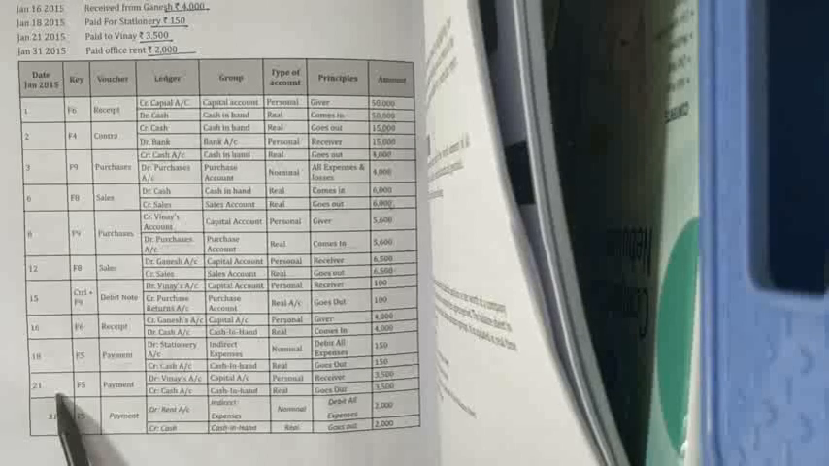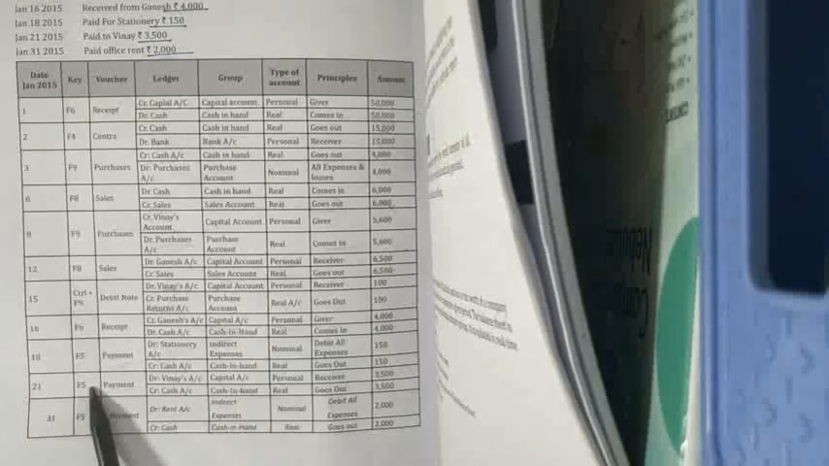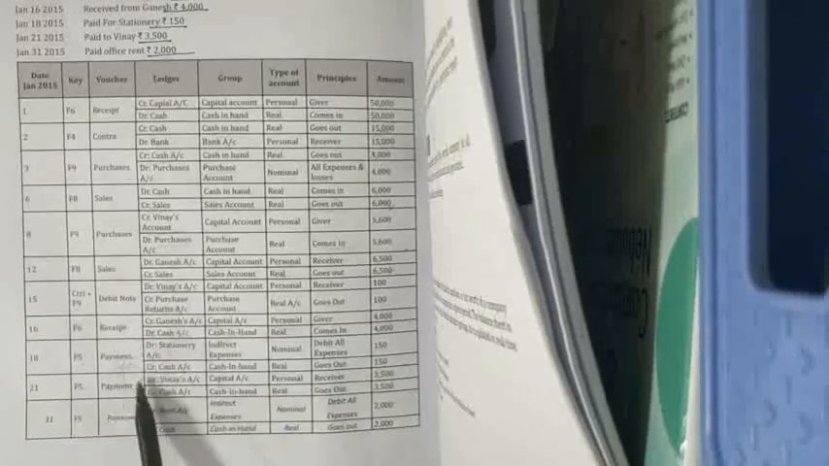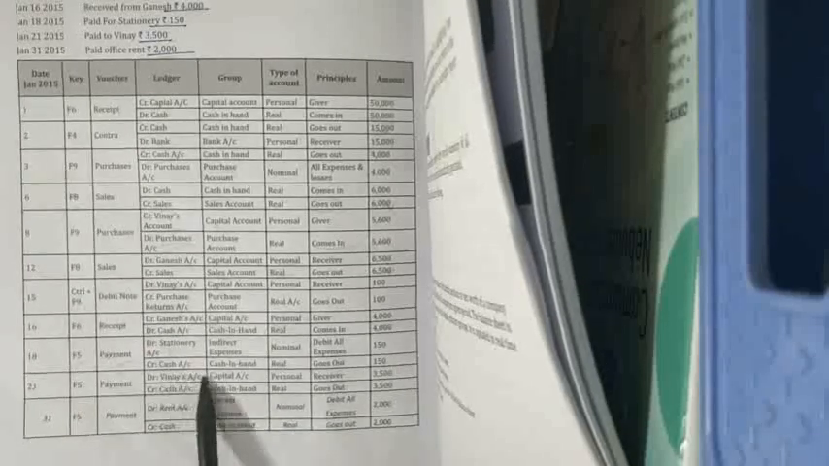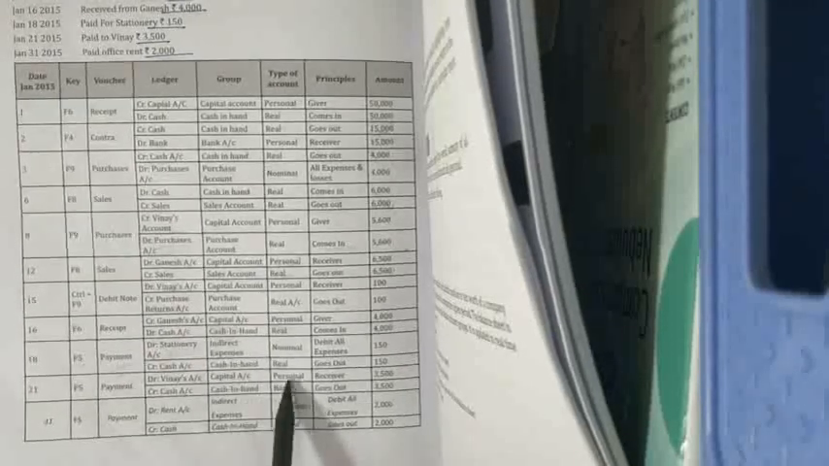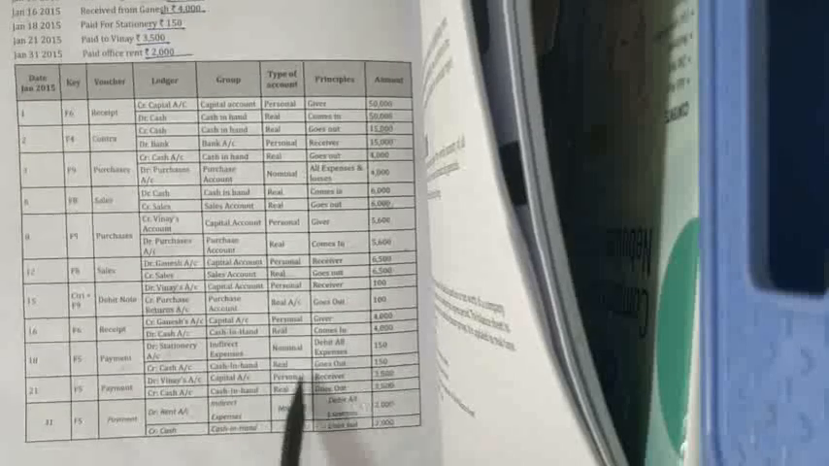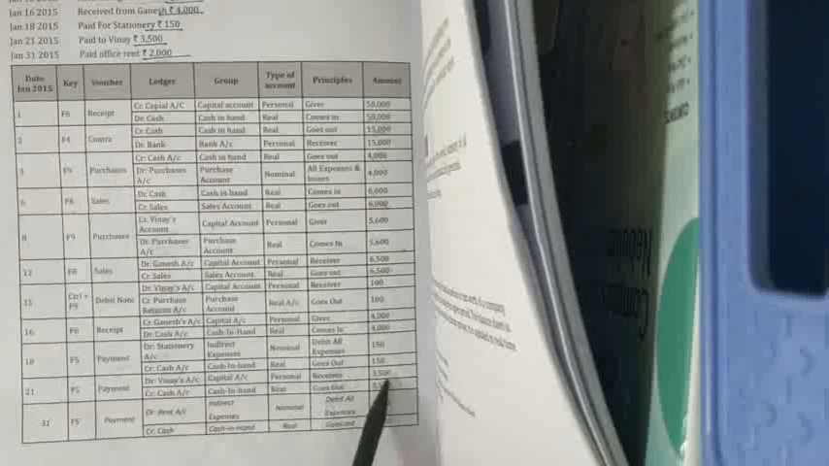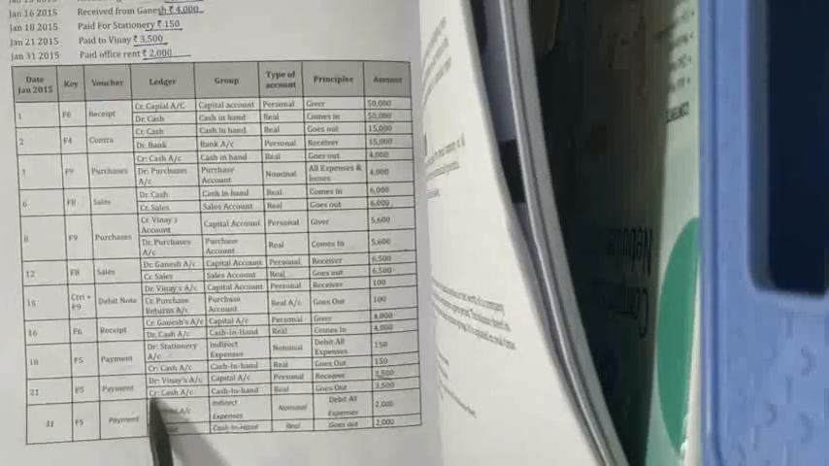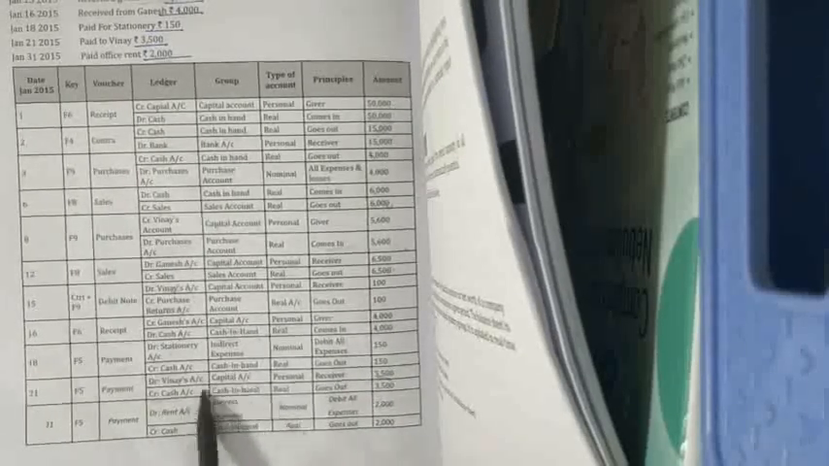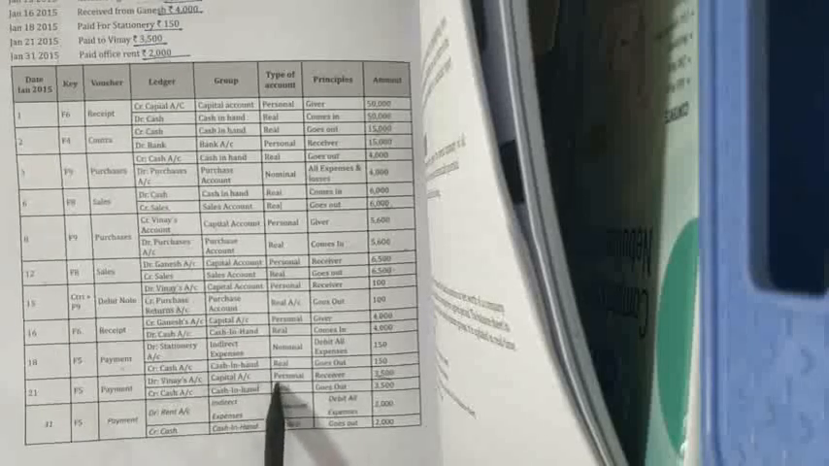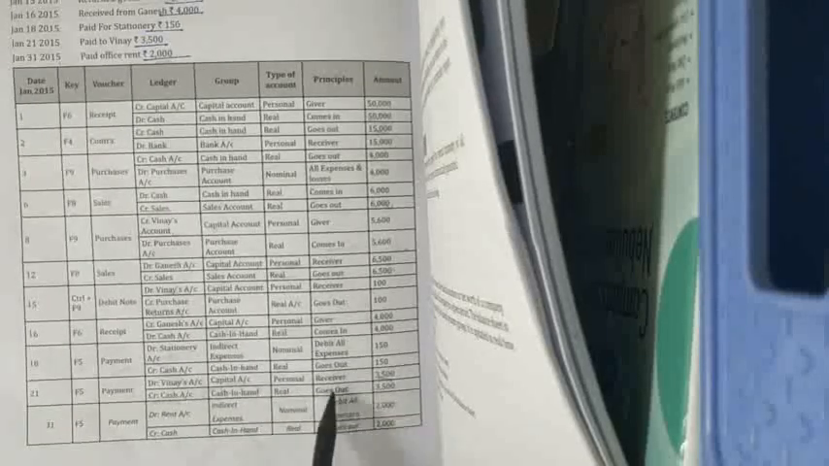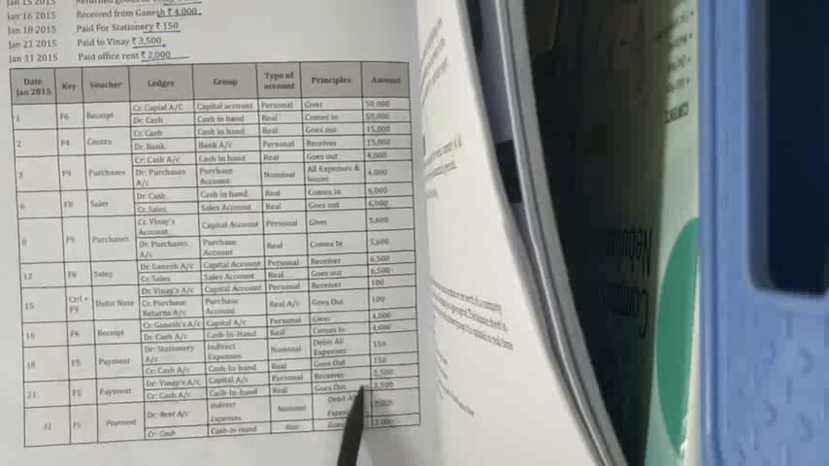Jan 21st, paid to Vinay rupees 3,500. The payment key is F5. Voucher is payment. You're debiting Vinay's account, which is a capital account and which comes under personal account. He is the receiver. Vinay is getting paid. That is rupees 3,500. You're crediting cash account. That is a cash in hand. It is a real type of account. Money is going out. That is rupees 3,500.